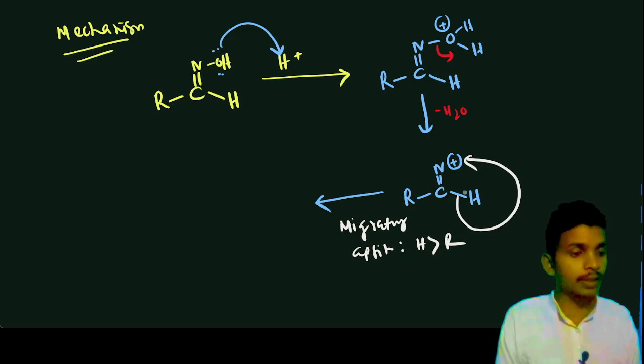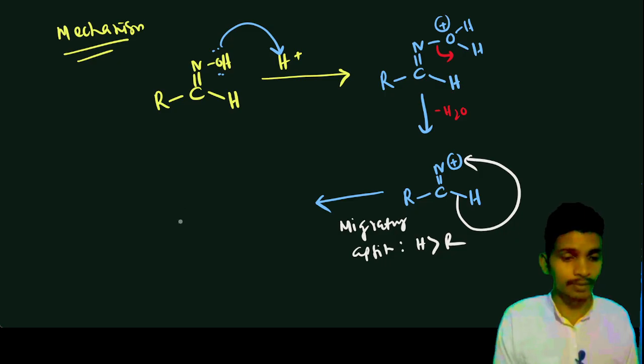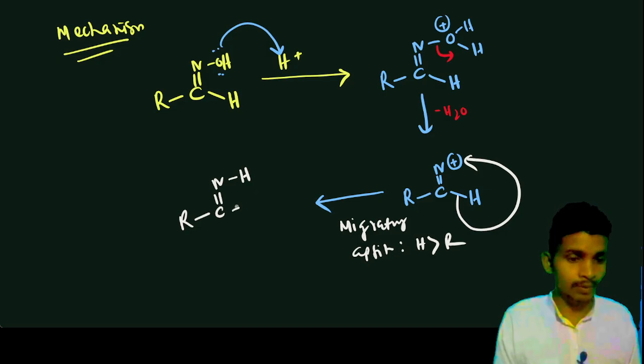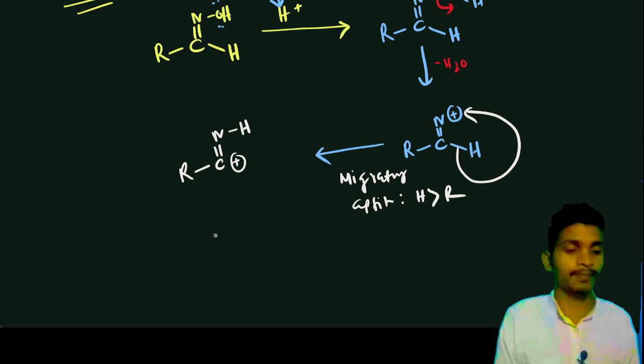The nucleophile is also there, but the migratory aptitude will act faster than that leaving group, that nucleophile. So the shift will happen here. What will we get now? R–C double bond N, and here we have H. Here we have the positive charge.